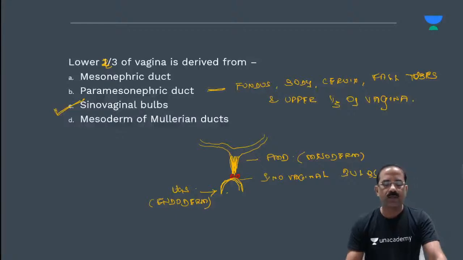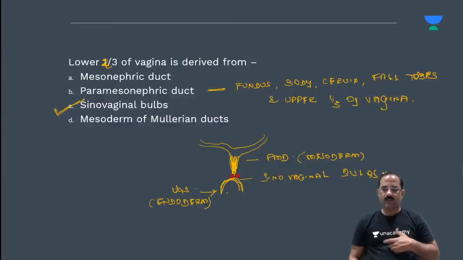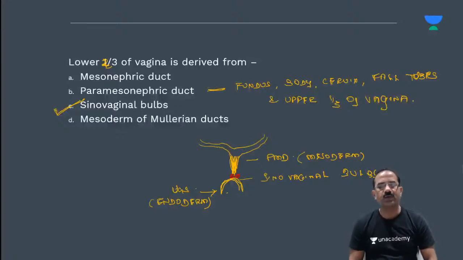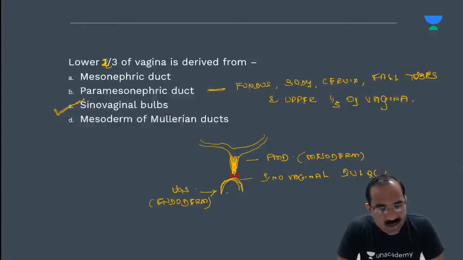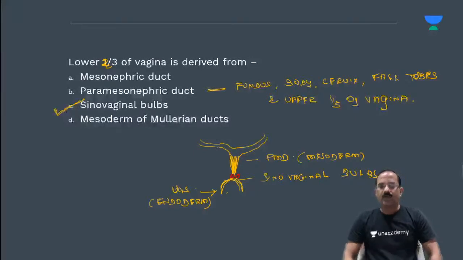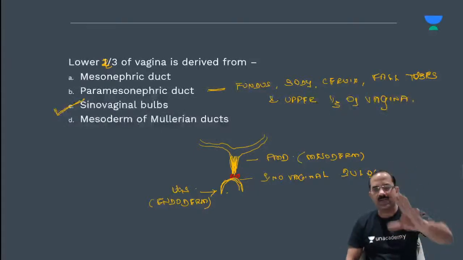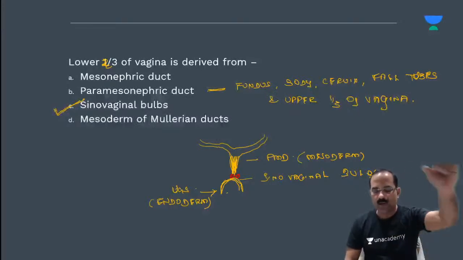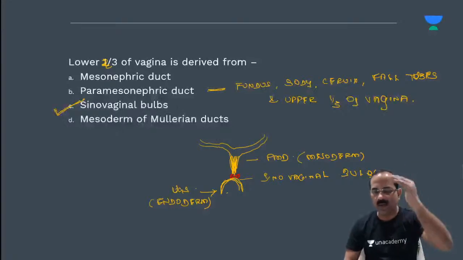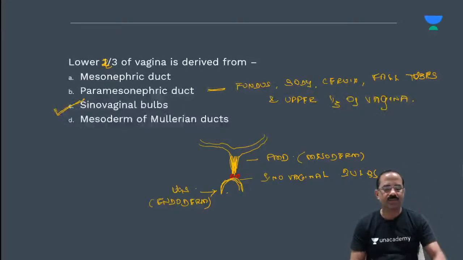So sino-vaginal bulbs are derived from what? The sino-vaginal bulbs are derived from the urogenital sinus. And this urogenital sinus is what in origin? It's endodermal in origin. So the lower 2/3 of the vagina is derived from the sino-vaginal bulbs, which is endodermal in origin. The upper 1/3 of the vagina is derived from the paramesonephric ducts.